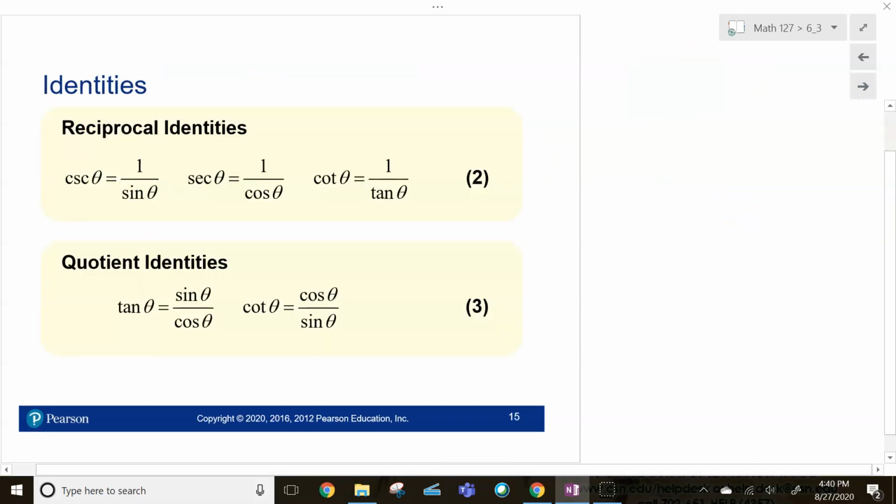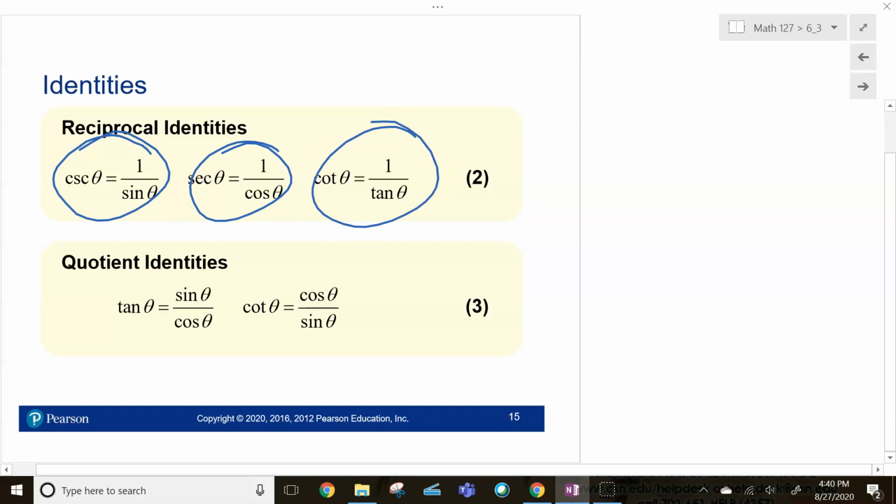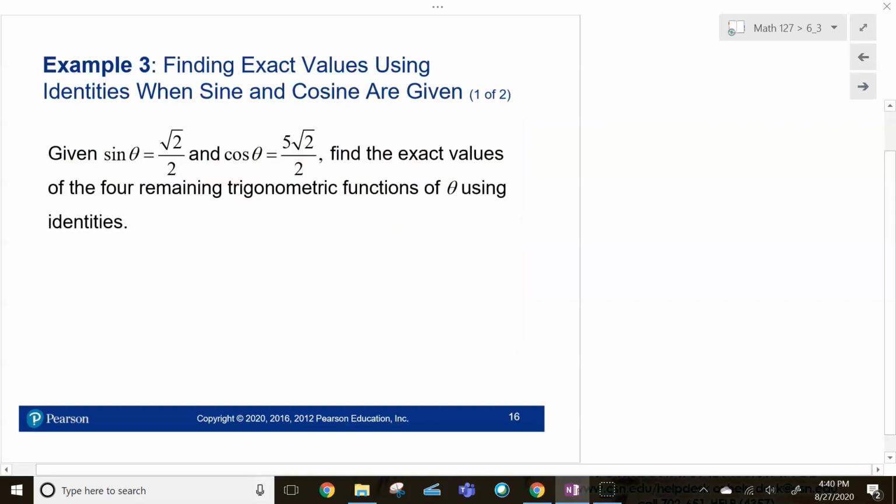All right, I introduced these last time, or maybe in the first section, the reciprocal identities. Remember, the cosecant is the reciprocal of sine, so 1 over sine. The secant's reciprocal to cosine. Cotangent's reciprocal to tangent. Tangent's defined as sine over cosine, and cotangent just flips that around. Those are your quotient identities, very fundamental identities in trigonometry.